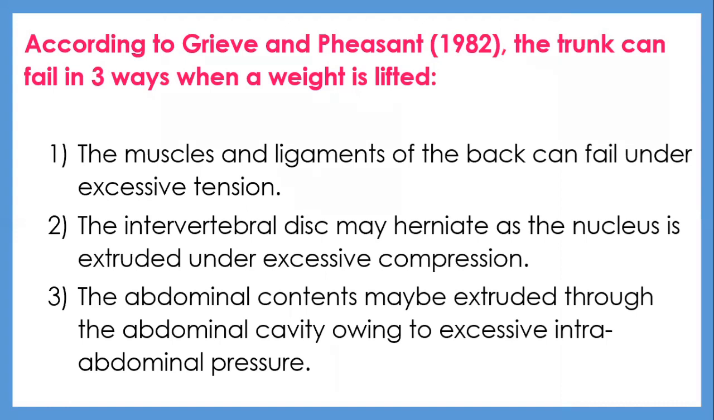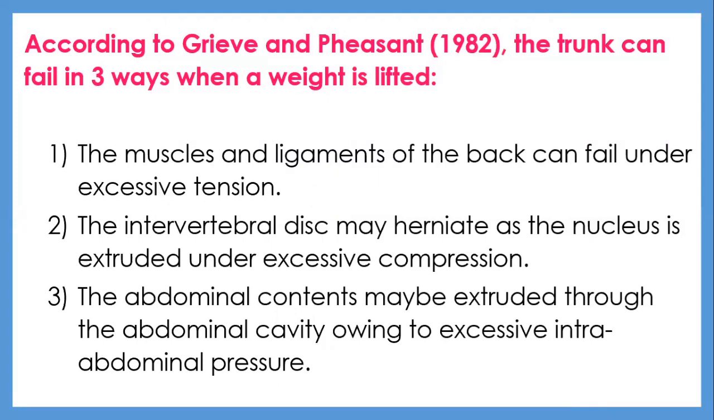Second, the intervertebral disc may herniate as the nucleus is extruded under excessive compression. And finally, the abdominal contents may be extruded through the abdominal cavity owing to excessive intra-abdominal pressure. Now, these injuries are often referred to colloquially as muscle strains or tears, or as slipped discs and hernias.